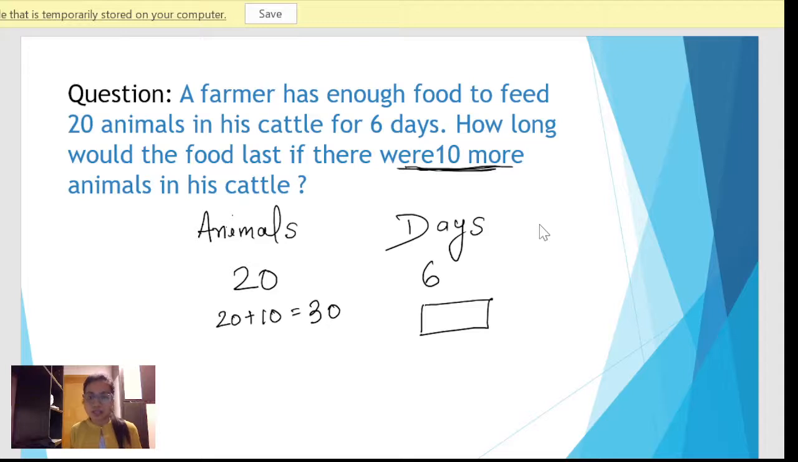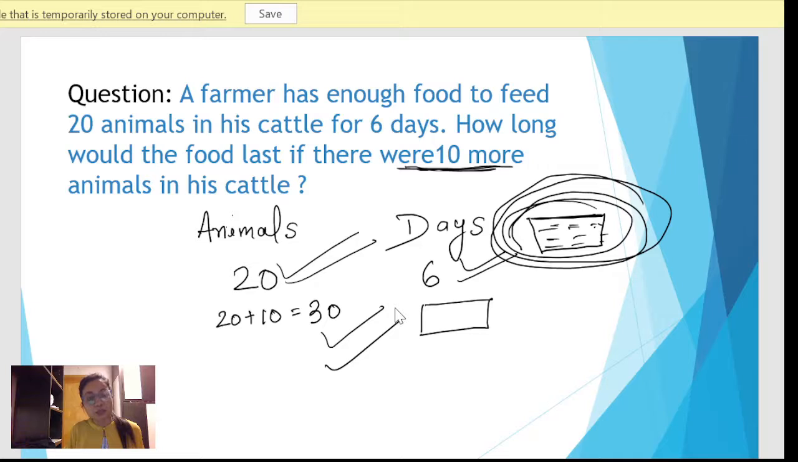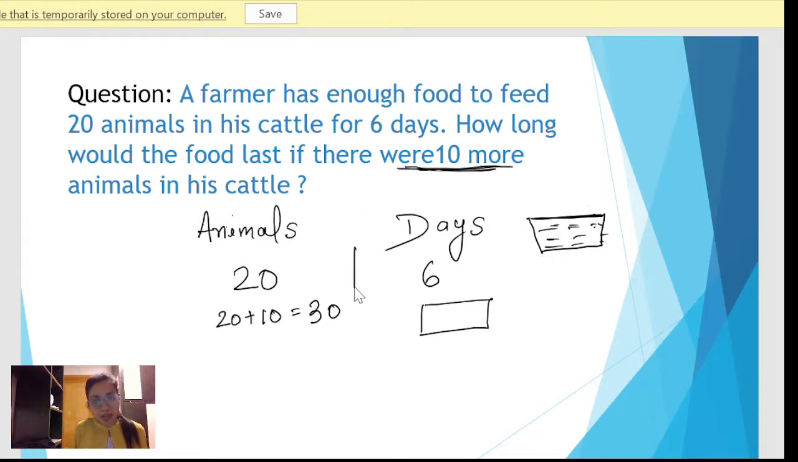So let's understand it like this. Suppose we have a container of food. This food for 20 animals lasted for 6 days. Now I am talking about the same quantity of food for 30 animals, how long will it last? Since the number of animals is increasing, the number of days will decrease, and for inverse proportion we can represent it with this arrow, one down, one up, because it is in inverse proportion.